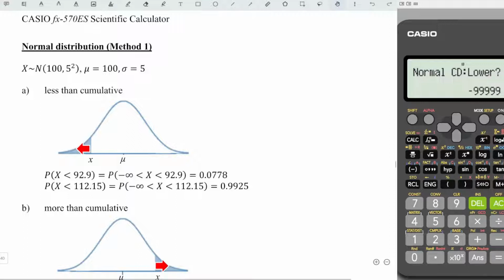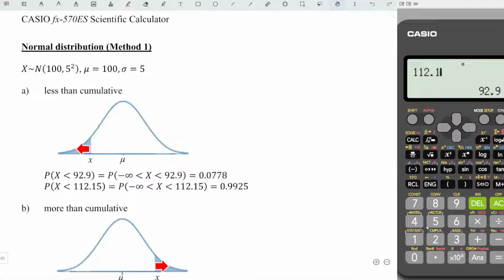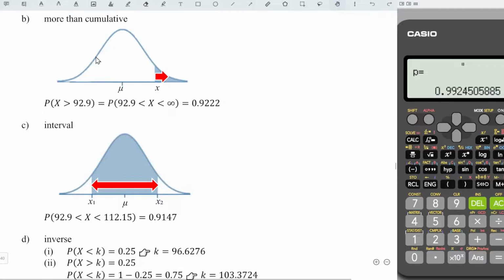Again, lower for a less than cumulative always start from a negative infinity. So we press equal, and upper is the upper limit that we have here, which is 112.15. Press equal, same sigma, same mu, and we should obtain the correct probability. For more than cumulative, on the other hand, which means that to the right, starting from the point that we want up to positive infinity.